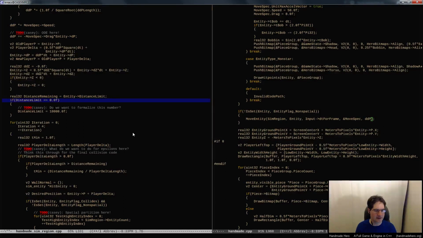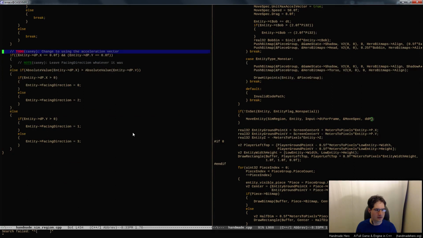We'll then go ahead and see what the distance limit actually is on the guy. Oops, there we go. And we'll set it. And then this will kind of get subtracted off. I guess what we can do, yeah, and then at the end what we can do is just go ahead and write it back.